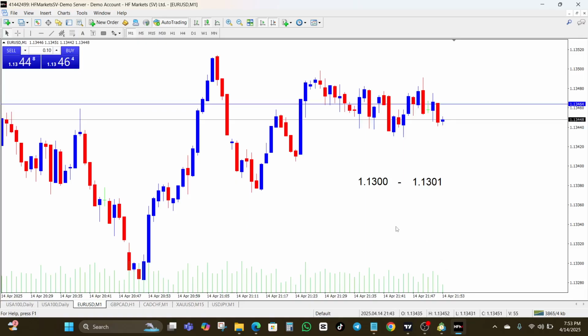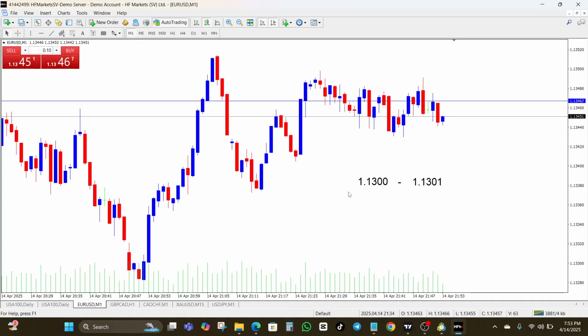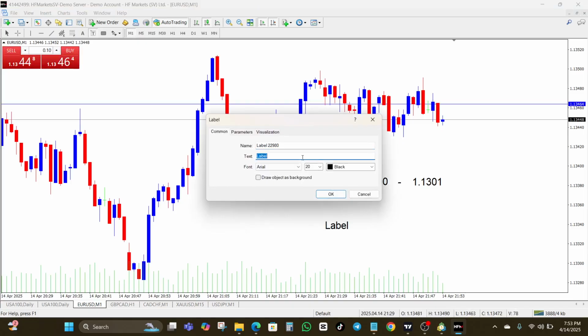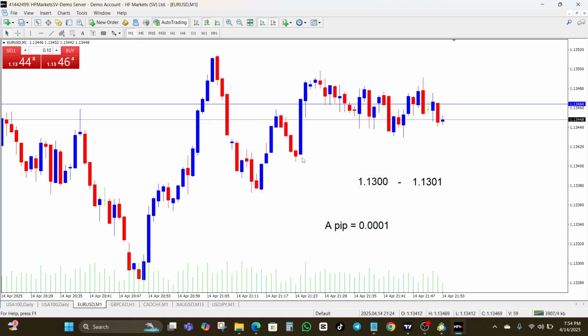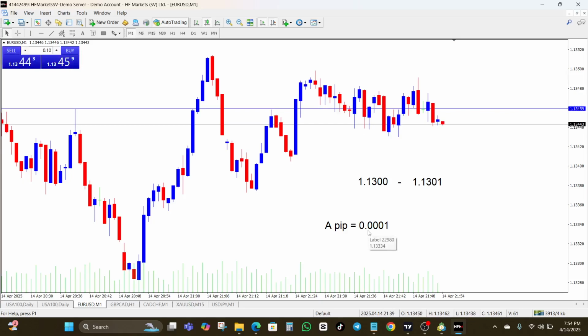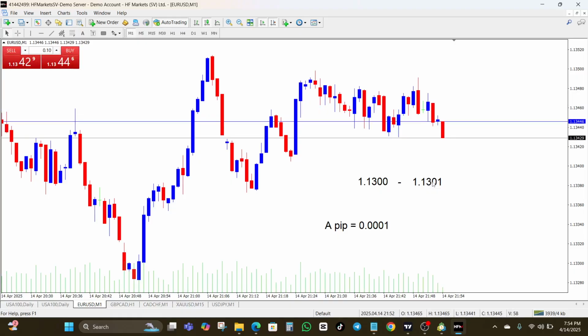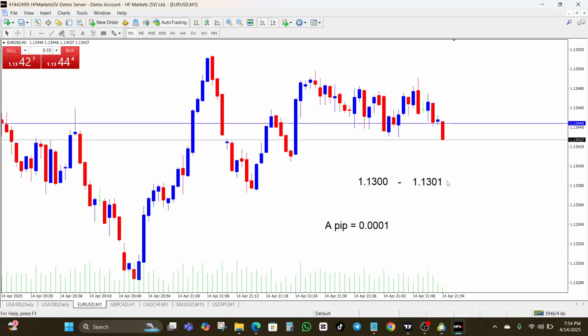Now for standard currency pairs, for most pairs like the EUR/USD, a pip is equal to 0.0001. This means that if the price moves from 1.1300 to 1.1301, that is a 1 pip change.